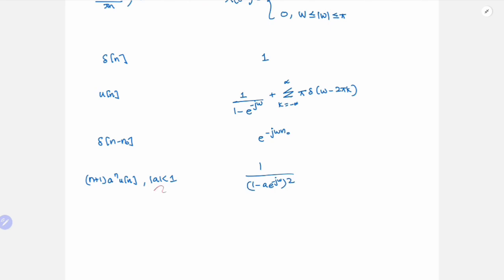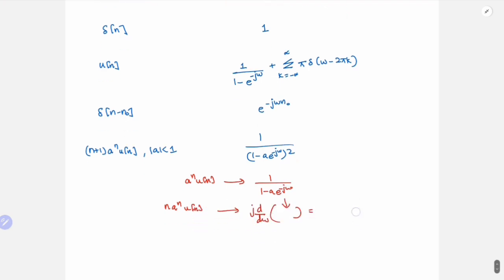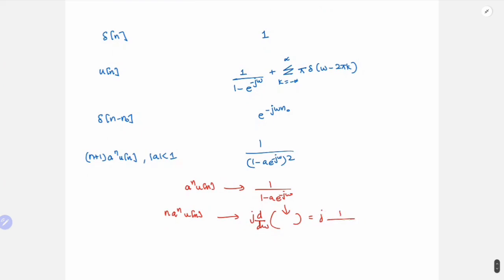And again, how do you derive this? You have a power n u of n. This was giving you 1 by 1 minus a e power minus j omega. So n a power n u of n will give you j into d by d omega of this term. If you multiply, what will you get? You will get minus 1 by 1 minus a e power minus j omega whole square into minus a into minus j into e power minus j omega.